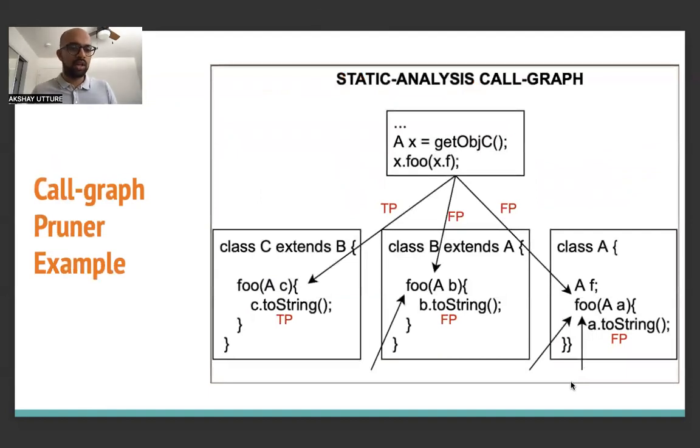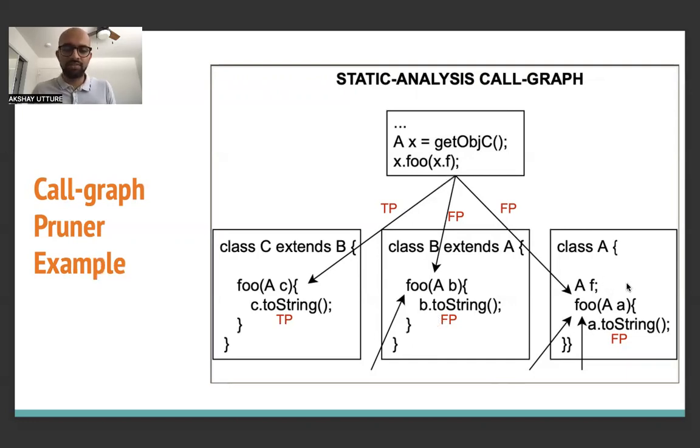So let's look at one of the components, that is the call graph pruner. Here is an example program, and it has a main function which calls getObjectC and then makes a call to foo. And there are three classes, A, B, and C, with B extending A and C extending B. Each of them implements a foo function in which they make a call to toString.